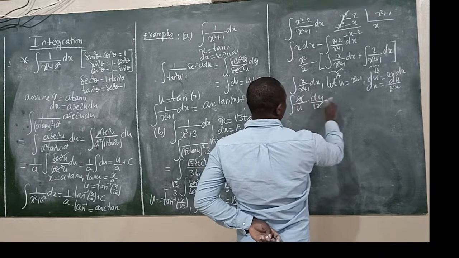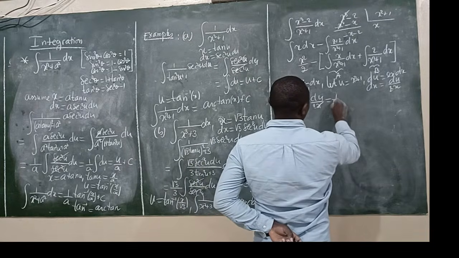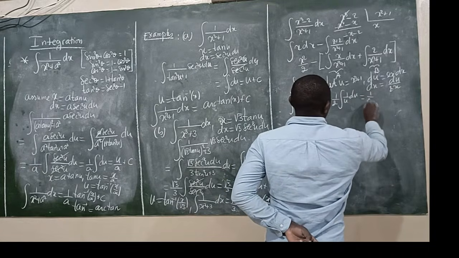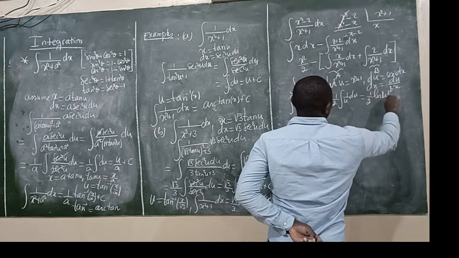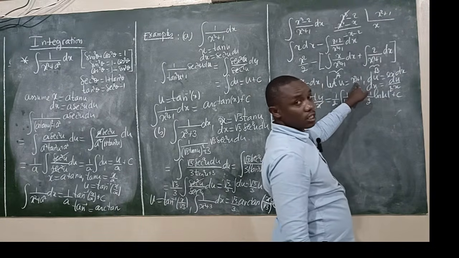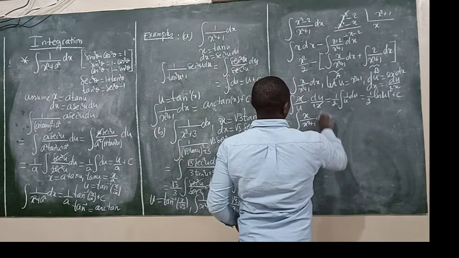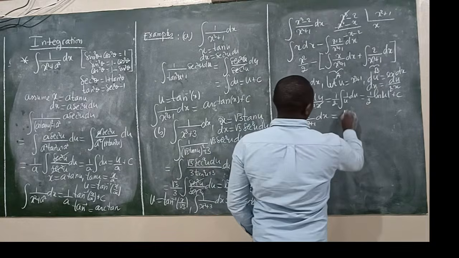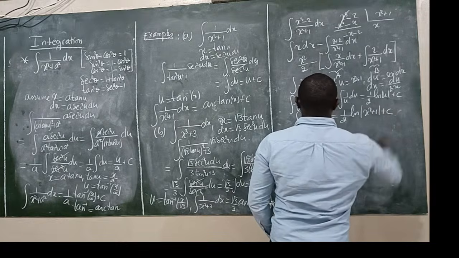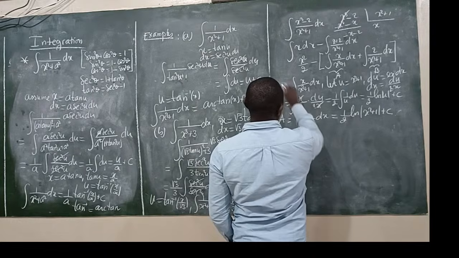Simplify this x and this x. Because here is 2, we need to take 2 out. This is a half of the integral of 1 over u du. And this is a half of ln u plus c. And you know what u is? u was x squared plus 1. Now, the integral of x by x squared plus 1 dx is going to be a half of ln of x squared plus 1 plus c. This is A.